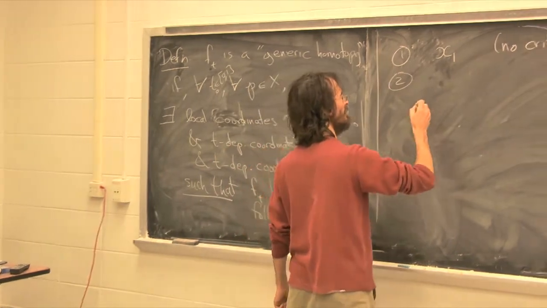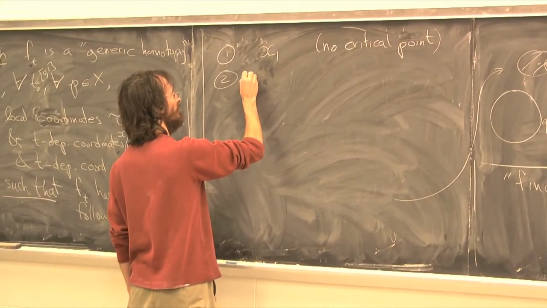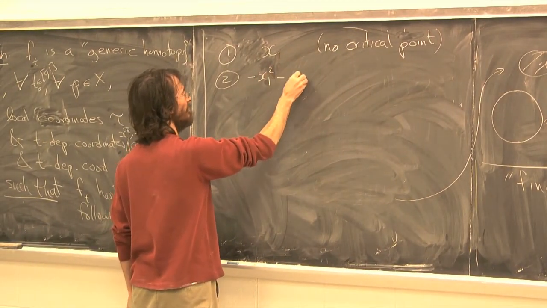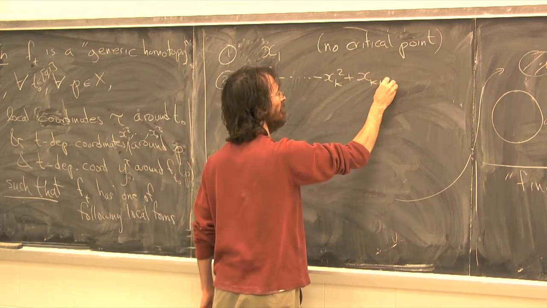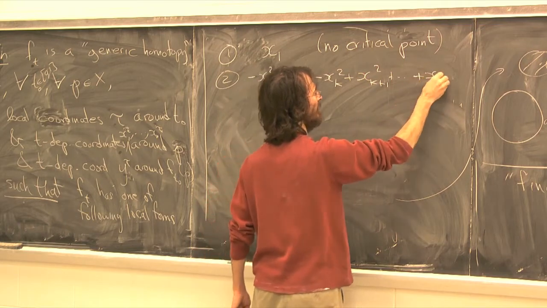The second form is just a sum of squares: minus x1 squared, minus up to xk squared, plus x_{k+1} squared, up to plus xn squared.